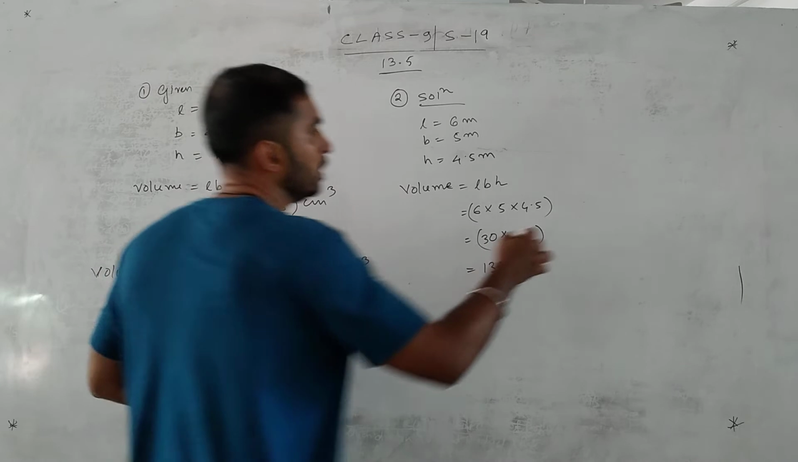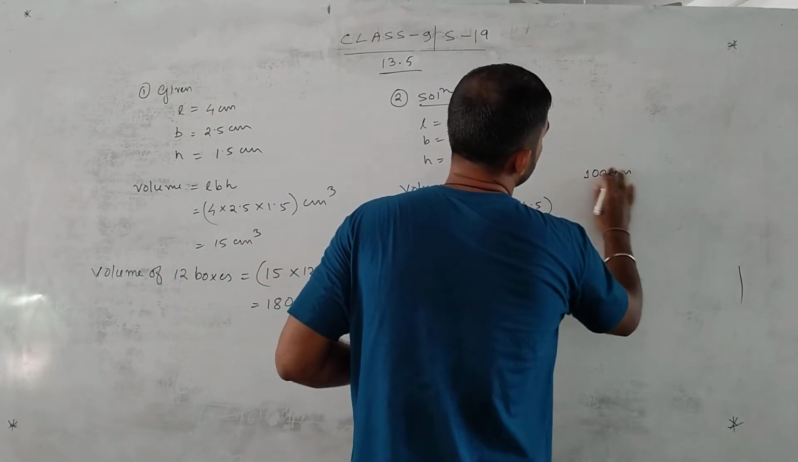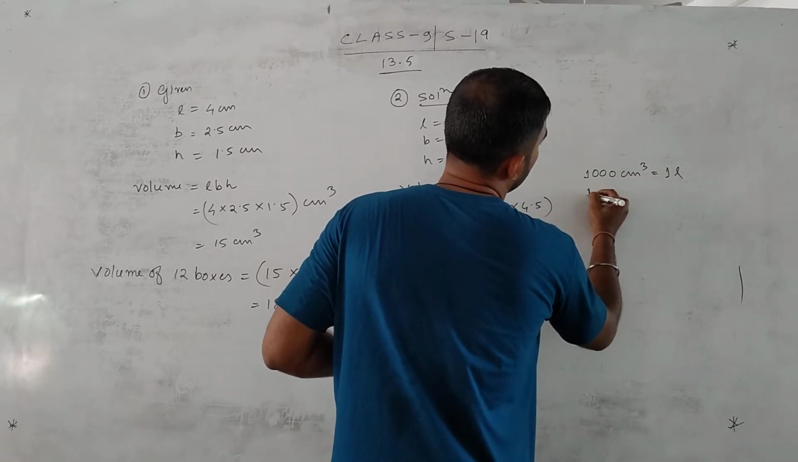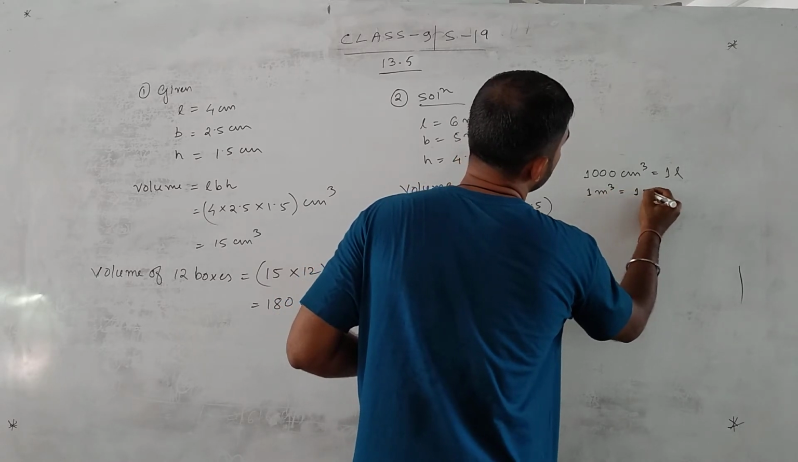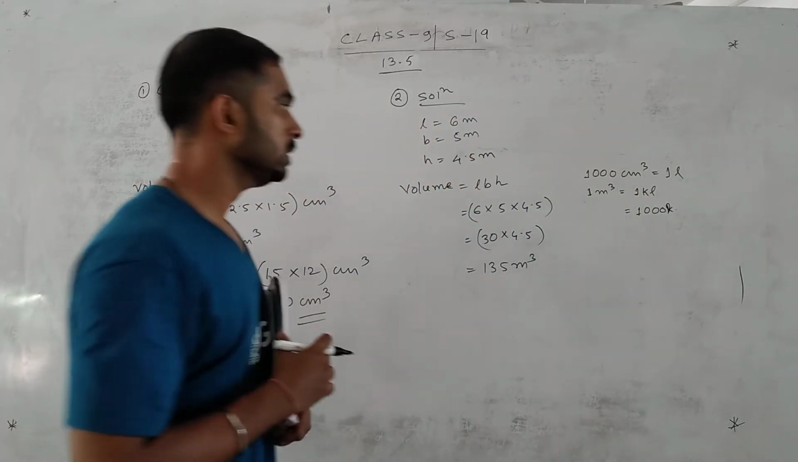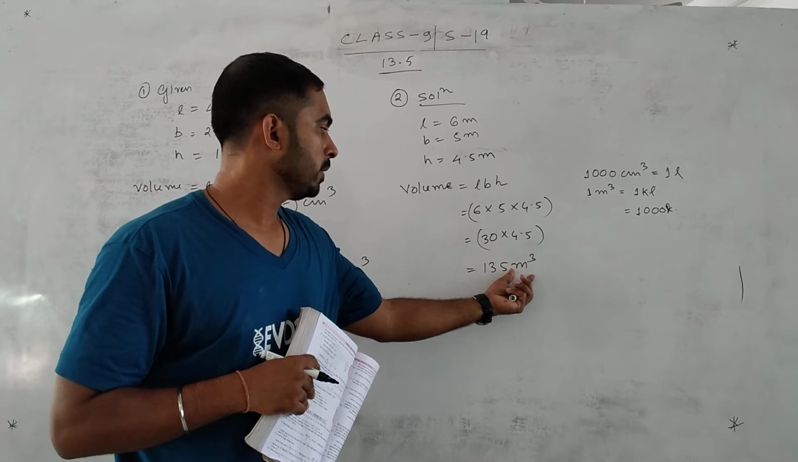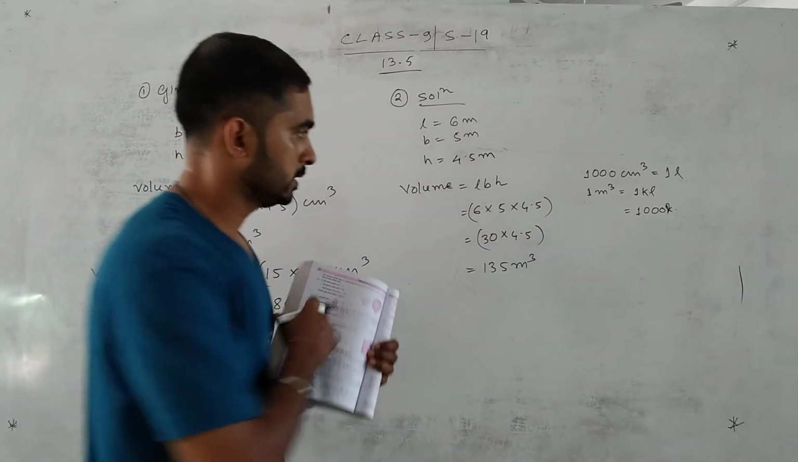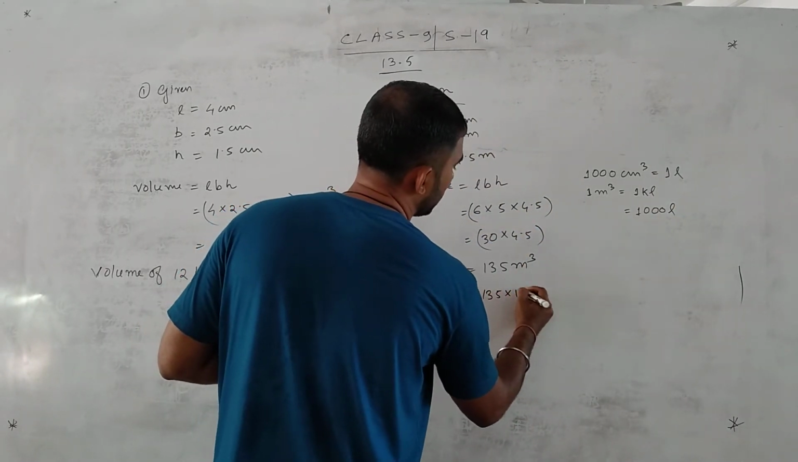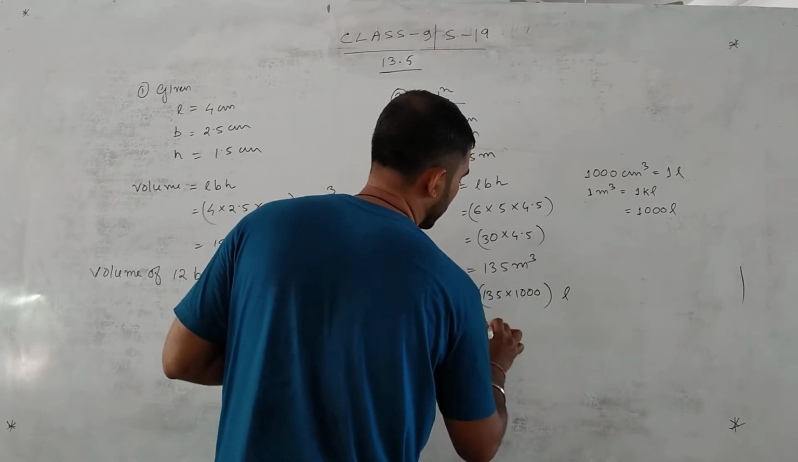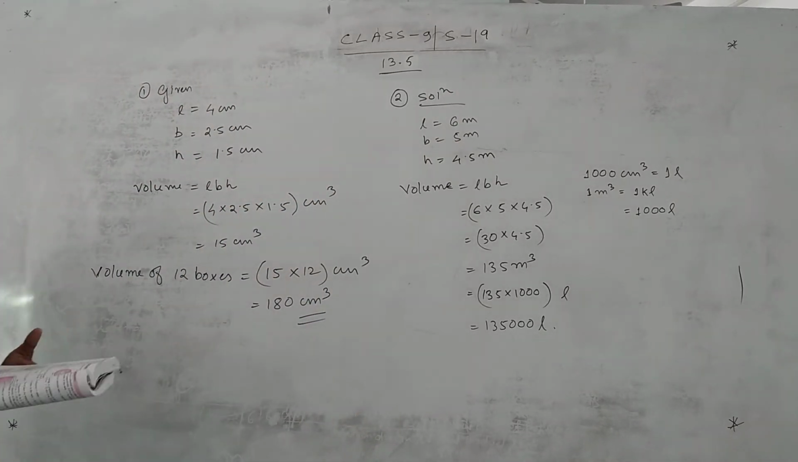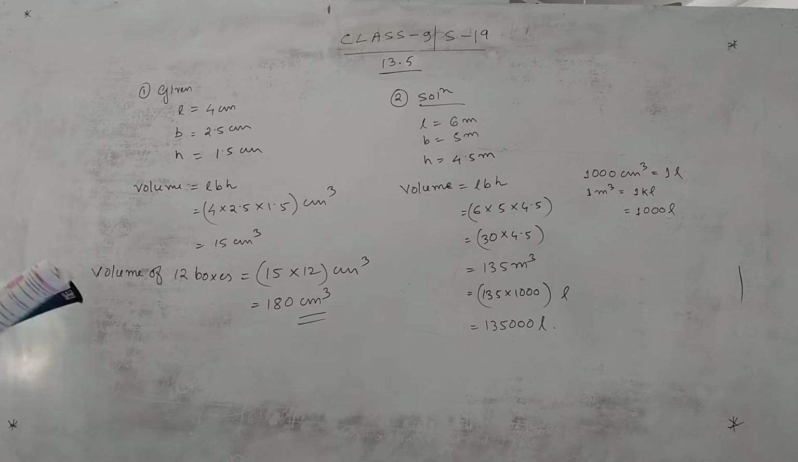Now we have to find out how many liters. Okay, now listen. 1000 cubic centimeter equal to 1 liter. Then 1 cubic meter equal to 1 kiloliter, and 1 kiloliter means 1000 liters. So to convert cubic meter into liter, we have to multiply by 1000. So 135 into 1000 liter equal to 135,000 liter. So this is the capacity of the tank.